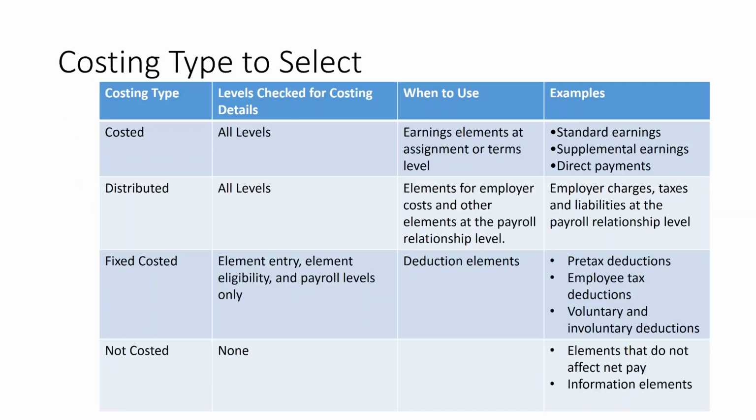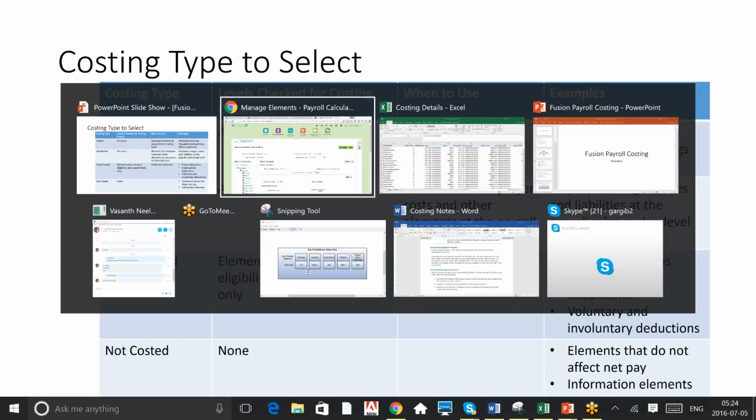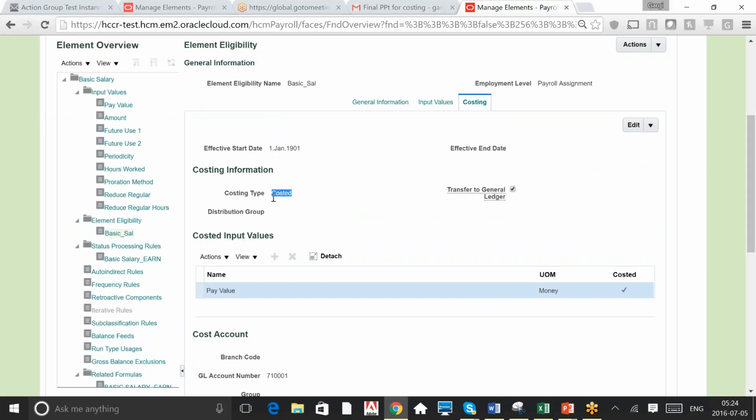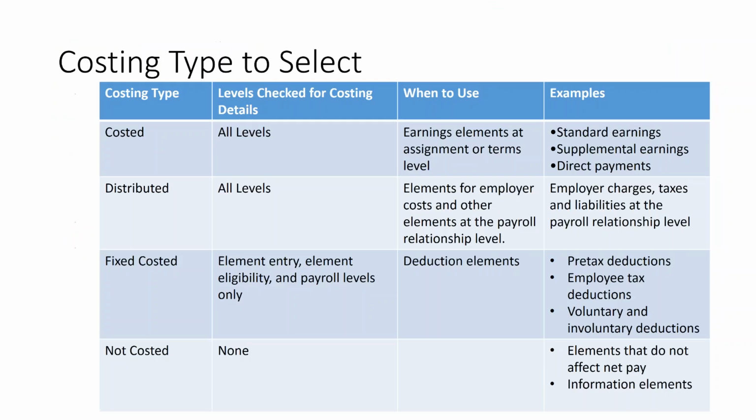Now this slide is for understanding the costing types. Now if I go back to the element definition, when you create the costing, you can choose the costing type over here. So here the costing type is costed. In the same list of values, you have all these different costing types. It could be costed, it could be distributed, fixed costed, or not costed.